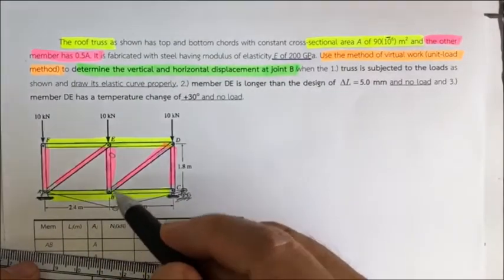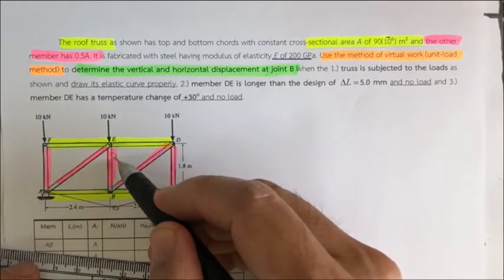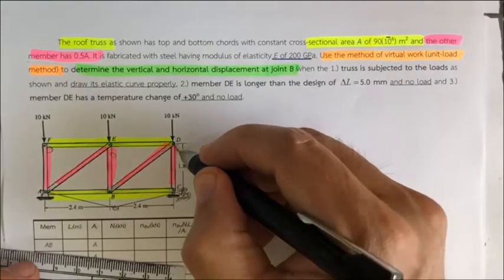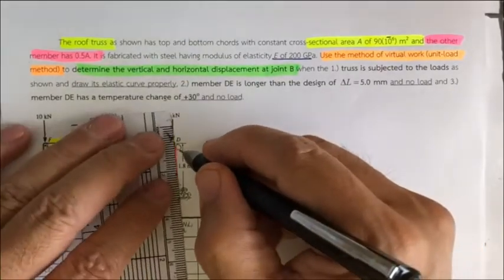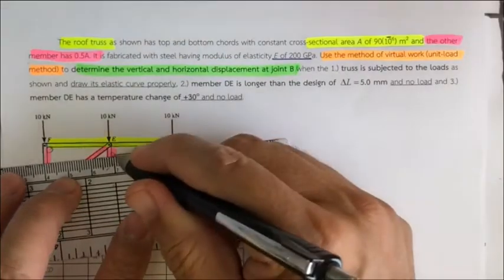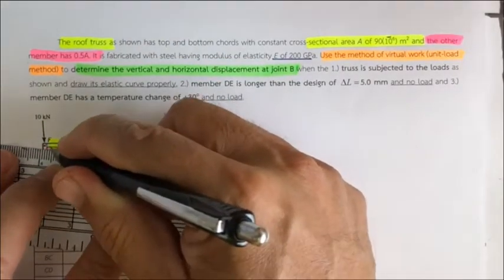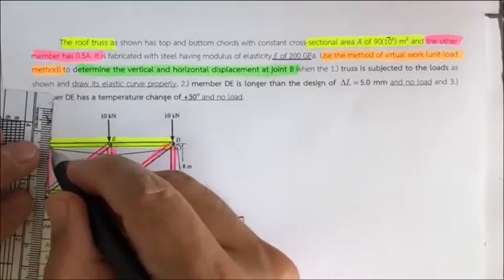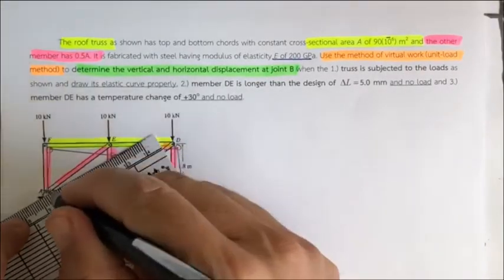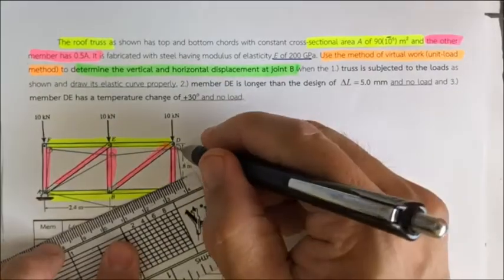Since this one is downward, this one is also downward on the right, and then this one should move here, and this one may move somewhere here. Then if you connect the members of the truss, you may get the preliminary elastic curve of the truss in the form like I'm drawing here.